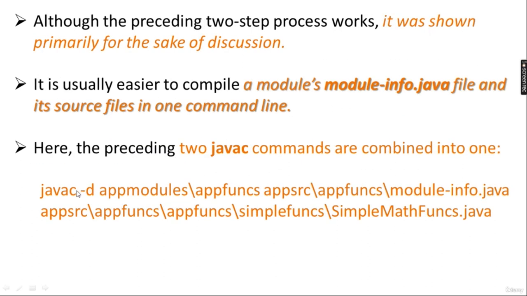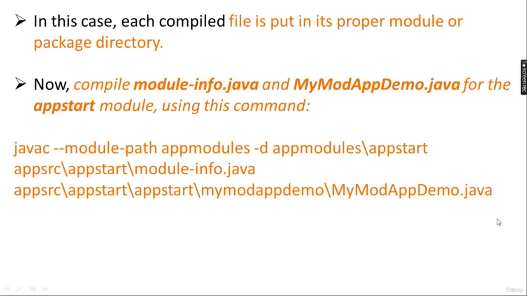So now we are combining these two things. Instead of writing them separately, we write javac -d app modules app functions. Two files will be compiled at one place: app source app functions module-info.java, as well as app source app functions simple math functions dot java. Each compiled file is put in the proper module or package directory as you have specified.